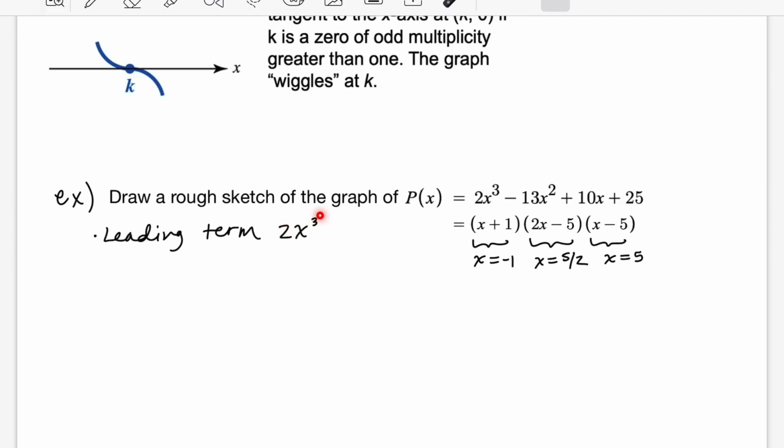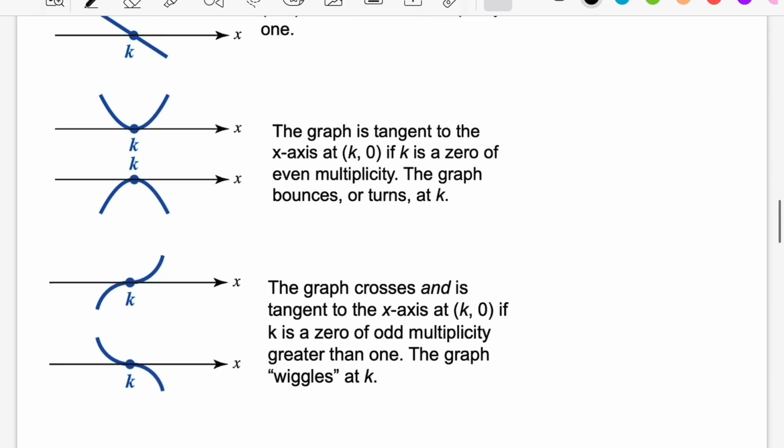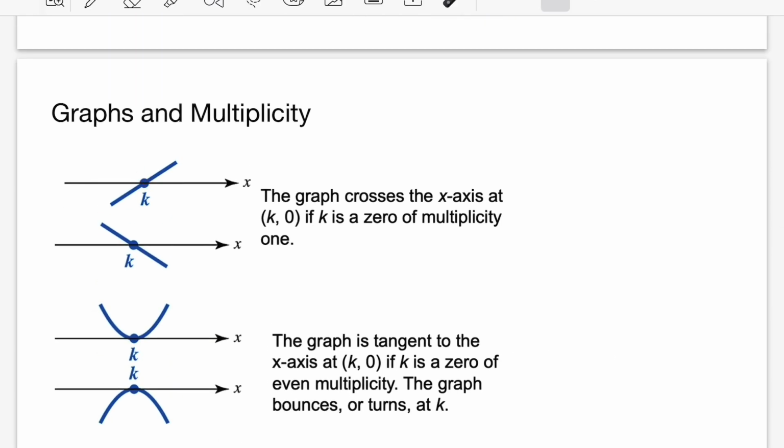So if we have a function with a leading term like this, our graph is going to look something like this. These are the end behaviors of our polynomial function. Okay, and that's from section 4.1, if you want to go back and take a look at that. Something else that we know is that all of our zeros here are of multiplicity 1. They only show up once. Okay, so in that case, our graph when it crosses the x-axis at those zeros is going to look like this here.